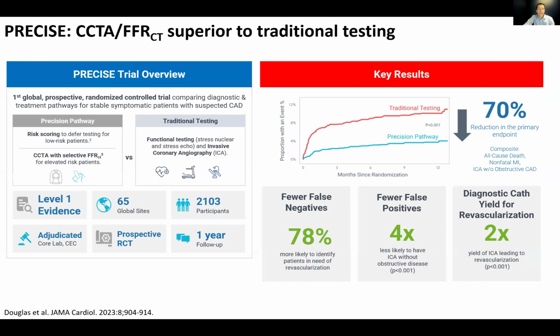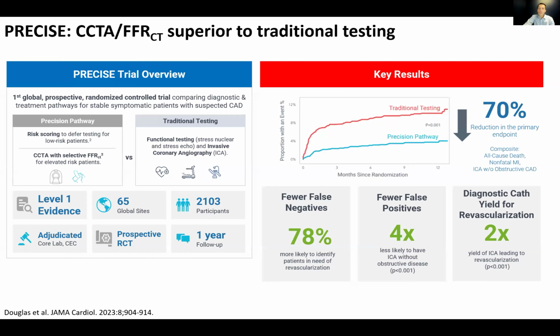This is data from the PRECISE trial, which was a large randomized trial of patients evaluated with stable chest pain symptoms. And what it did is it took patients in a precision pathway arm, and these were patients who underwent coronary CTA and add-on FFRCT if needed, and compared it to traditional testing. This could be functional stress testing, ECG stress testing, or direct referral to the cath lab. This was a large global study, several sites, nearly 2,000 participants.